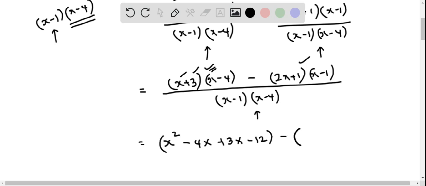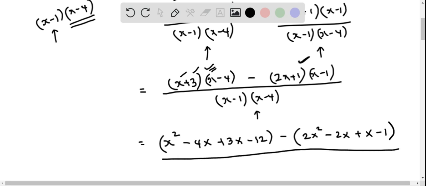Now we will do the FOIL of these two expressions to multiply them. So first is 2x times x is 2x squared. 2x times negative 1 is negative 2x. 1 times x is x. 1 times negative 1 is negative 1. And this has to be divided by the product of these two expressions.